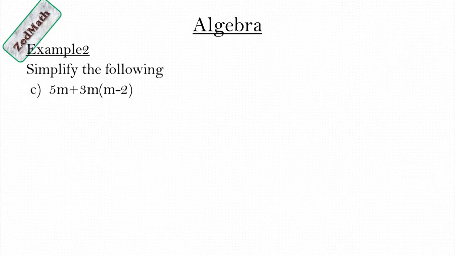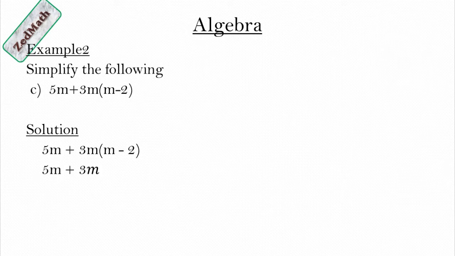So this one, we have 5m plus 3m open bracket m minus 2 close bracket. So let's take a look at the solution. We write our expression 5m plus 3m open bracket m minus 2 close bracket. First we expand, that is getting rid of the terms inside the brackets. But notice that 3m by m is going to give us 3m squared, and that's the unique part of this question, otherwise the rest is the same.